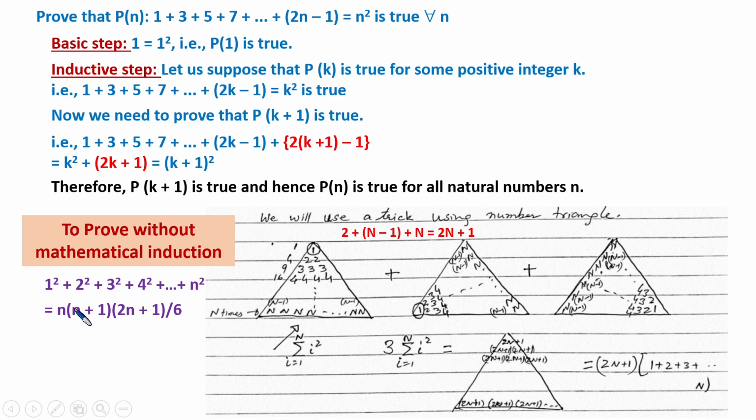So if I write here n into n plus 1 by 2 and then 2n plus 1 here, but you have here 3, so I have to bring this 3 here. So 3 into 2 will get 6. I am doing it very quickly, but you should be able to understand it, because if I do every step, then you will not think.